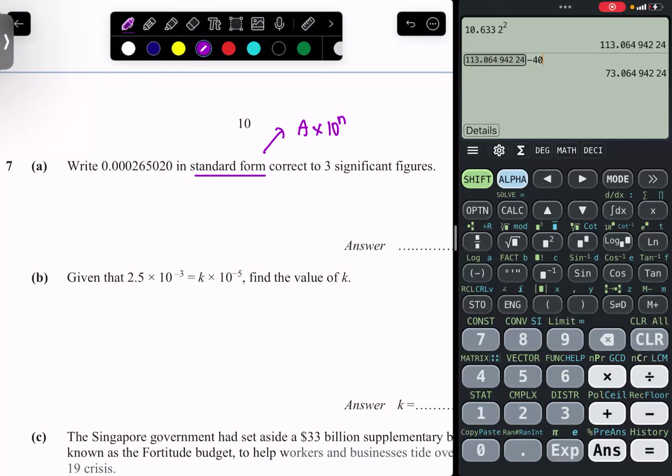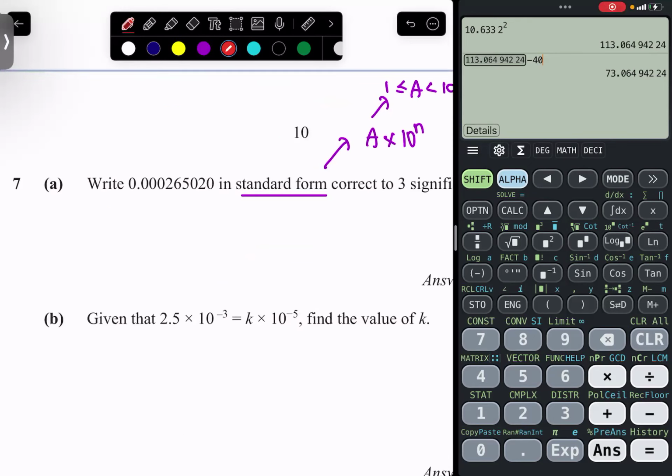Now, a has to be more than or equal to 1, but less than 10. Why less than 10? Because if it is 10, you can shift the decimal place again. So now you want to shift to have a number between 1 and 10. The logic is very simple. Just shift to the first number. 1, 2, 3, 4.